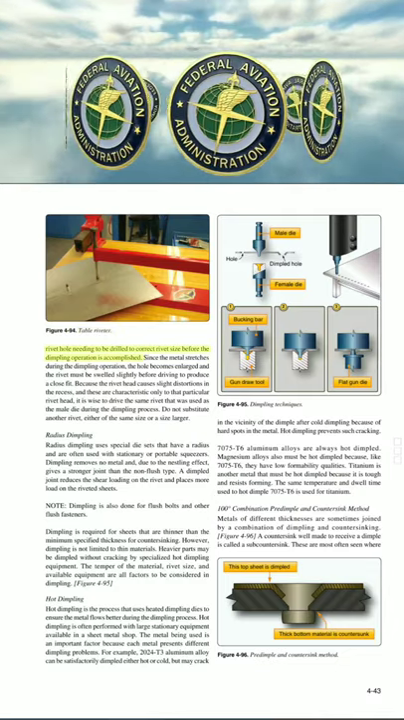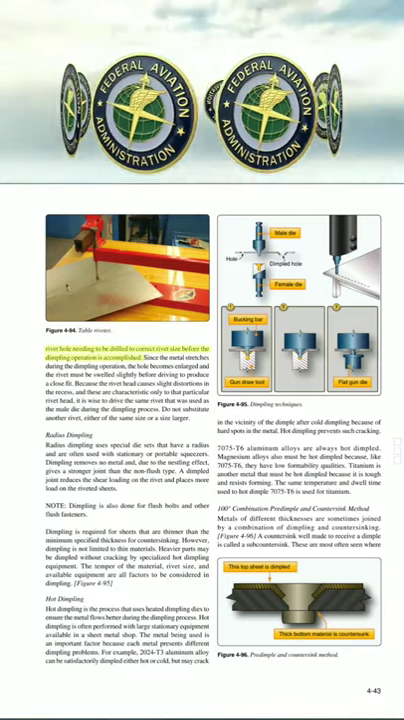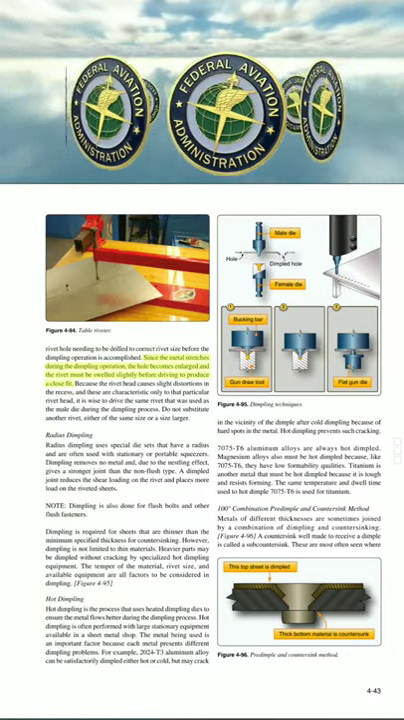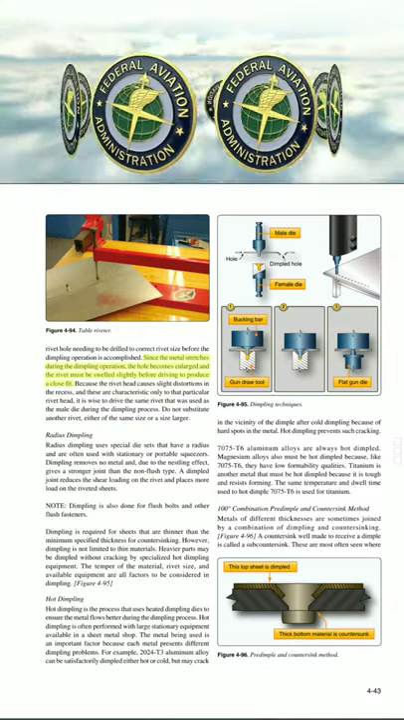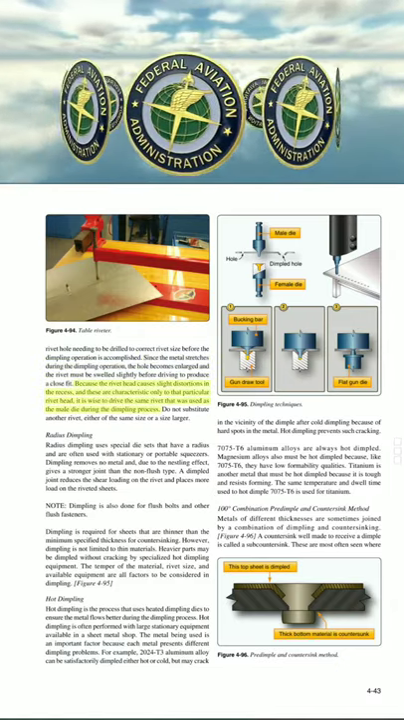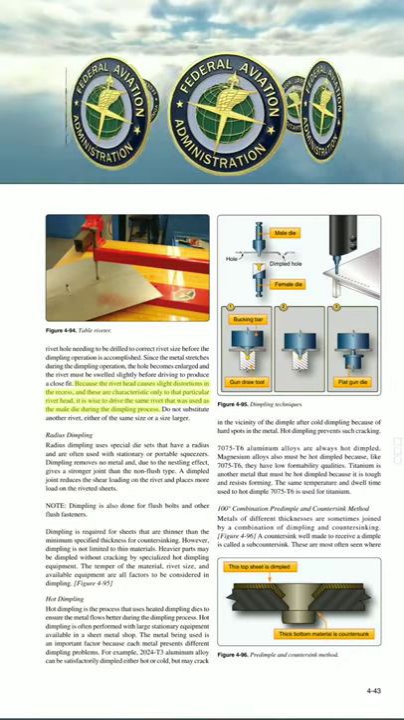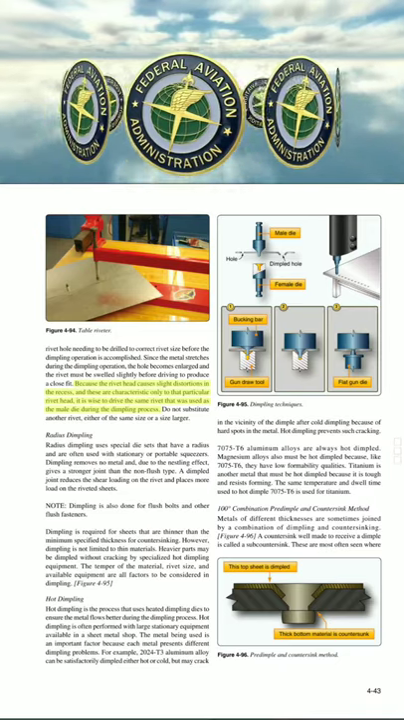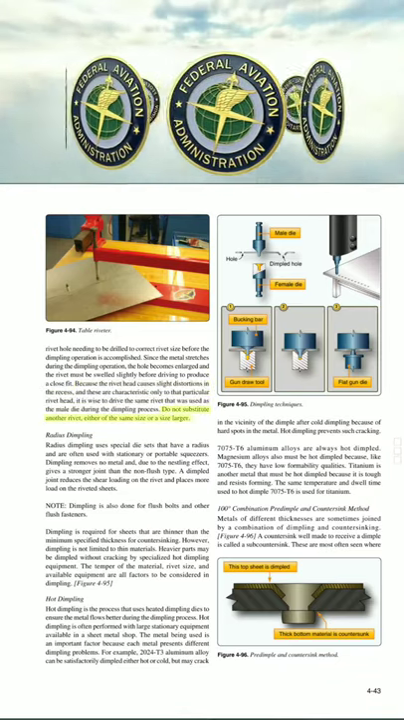Table riveter. Rivet hole needing to be drilled to correct rivet size before the dimpling operation is accomplished. Since the metal stretches during the dimpling operation, the hole becomes enlarged, and the rivet must be swelled slightly before driving to produce a close fit. Because the rivet head causes slight distortions in the recess, and these are characteristic only to that particular rivet head, it is wise to drive the same rivet that was used as the male die during the dimpling process. Do not substitute another rivet, either of the same size or a size larger.